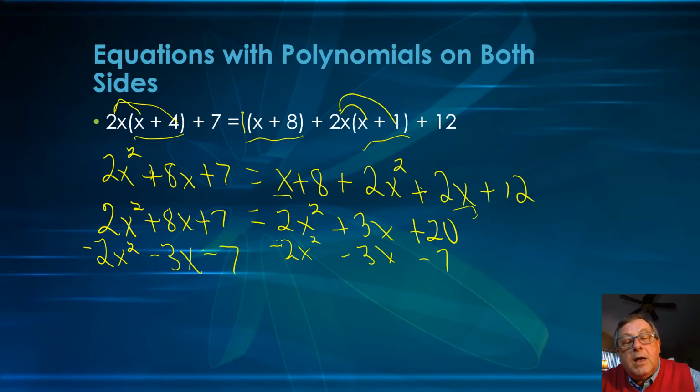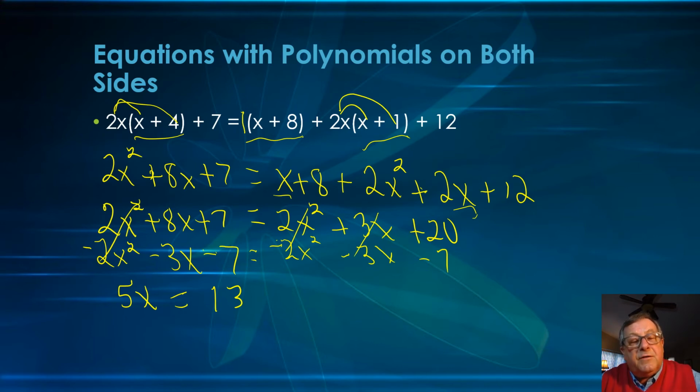All right, what do we end up with here? Well, 2x squared minus 2x squared is going to cancel out. And 8x minus 3x is going to give me 5x. And then the positive 7 and the negative 7 cancels out. On the right, 2x squared minus 2x squared cancels out. Positive 3x, negative 3x cancels out, and then 20 minus 7 gives us 13. And so I got 5x equals 13.